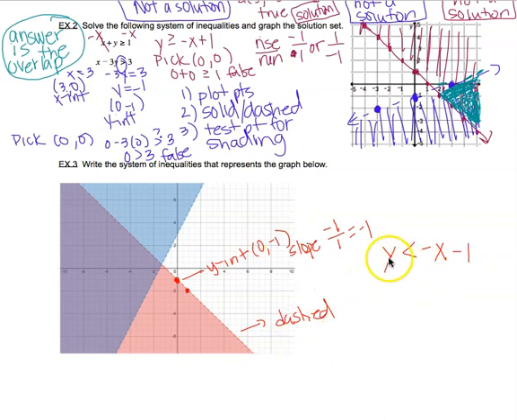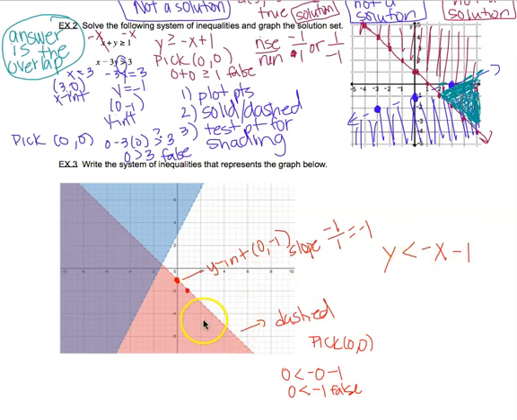Now, you need to test it to make sure you chose the right symbol. If I pick 0, 0, I should get a false statement here. So if I pick 0, 0, I get 0 less than the opposite of 0 minus 1. 0 less than -1, which is indeed false, so I know I've chosen the right symbol.